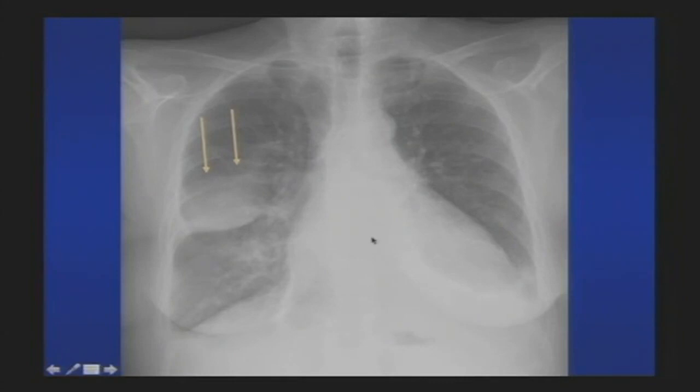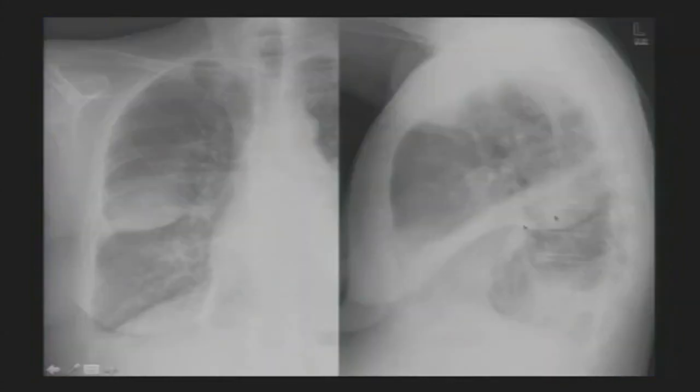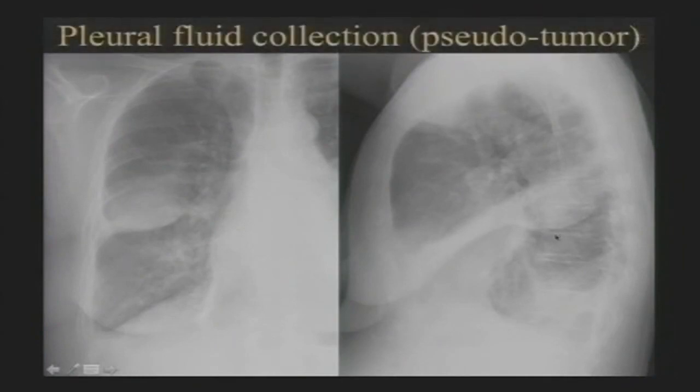Where is it going to be? It's going to be in the fissure. That's a pleural location. There's the lateral view showing the nice fissure. You can actually see there's thickening of the fissure and then this more localized mass. So this is someone with heart failure who has a pseudotumor.